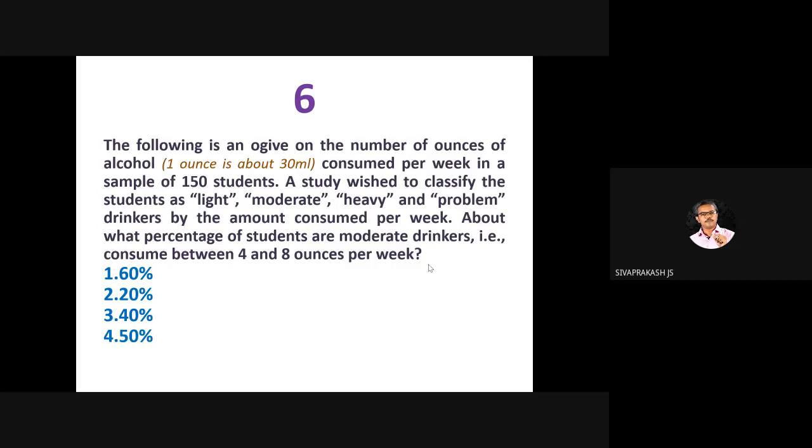So what it says: 150 students in the sample, consumption per week, 1 ounce is equal to 30 ml. 4 and 8 ounces per week, approximately. So we use the ogive, for the median we use the ogive. Next.